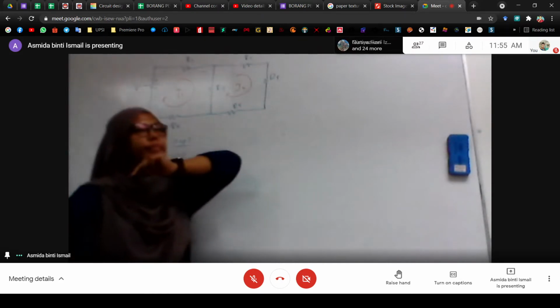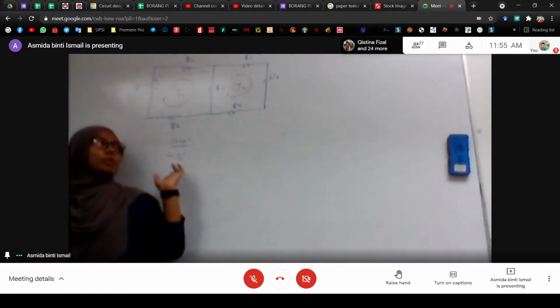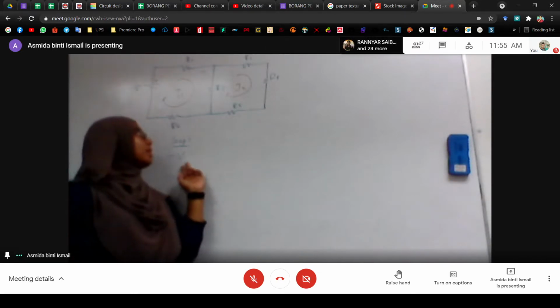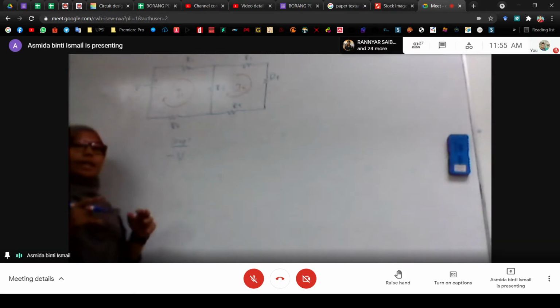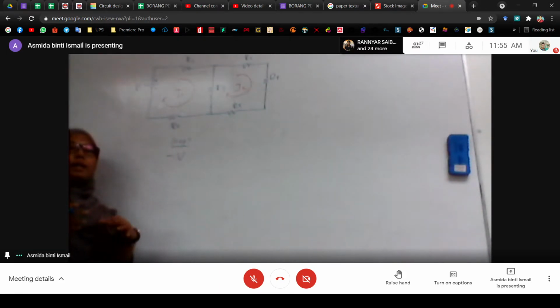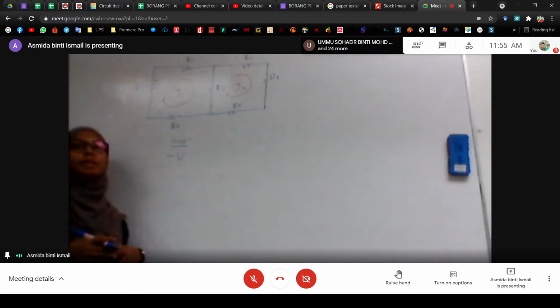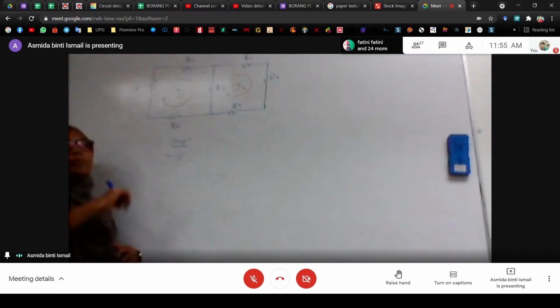So actually, terbitkan persamaan ni, for this equation, yang kena consider is positive or negative right now is your battery. So yang mana nak consider positive negative ni sebenarnya adalah unit battery.